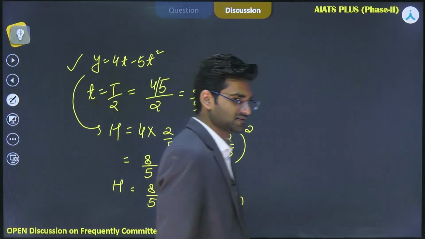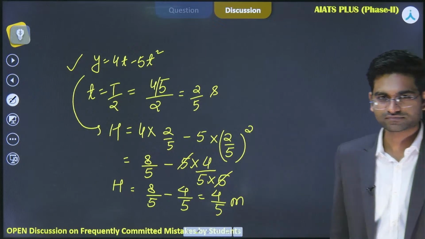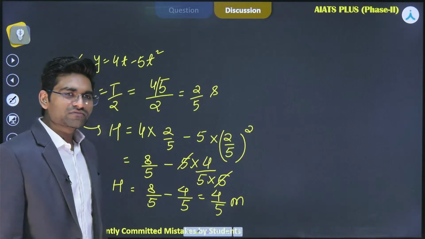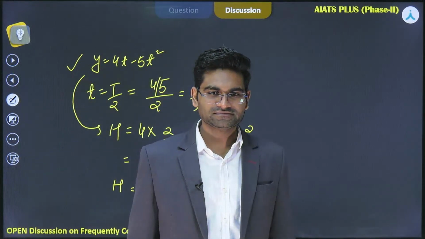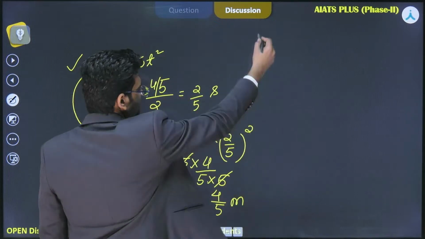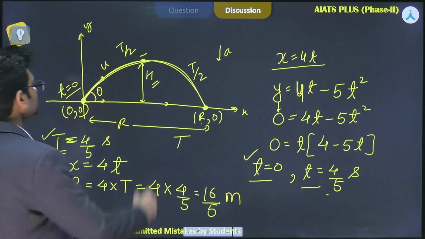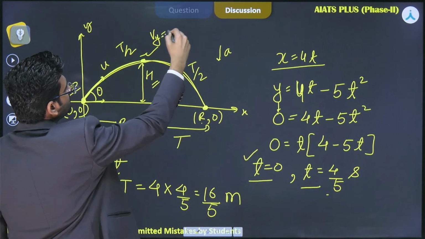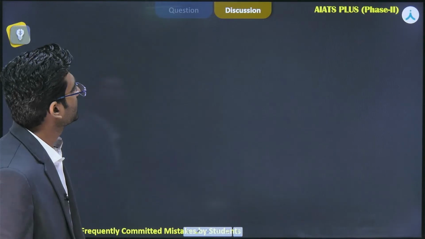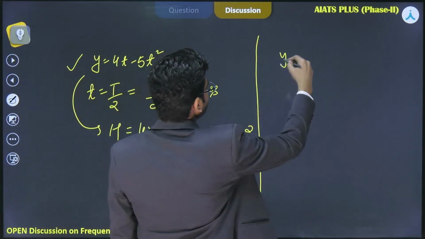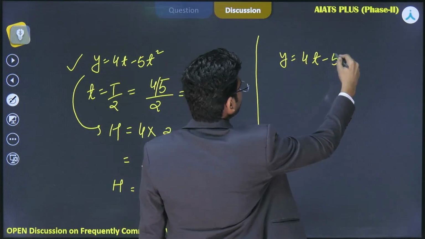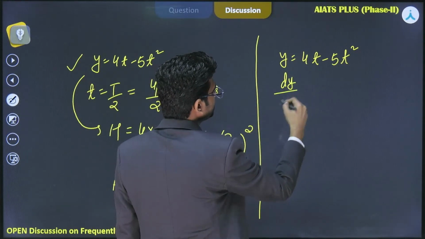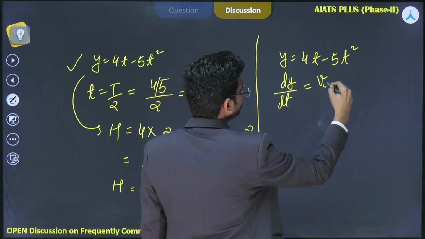One method is this. Can you tell me another method? No? It involves a little bit of differentiation. So another method. What else happened at this point? At the point of maximum height, Vy becomes 0. So if y is equal to 4t minus 5t square, then I can differentiate this equation. So dy by dt will give me Vy.